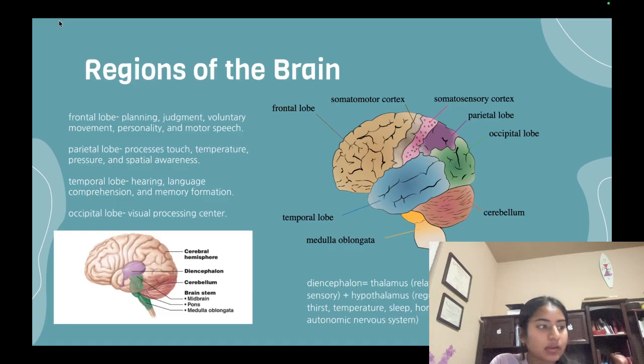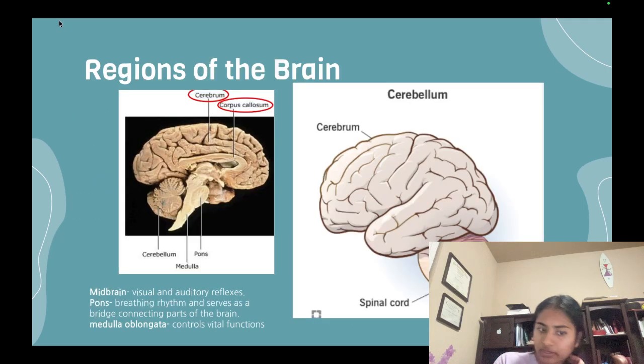We also have the brainstem. So I think I have a different picture over here. Yes, we have the midbrain, pons, and the medulla oblongata, which make up the brainstem. The midbrain controls reflexive movements of the eyes and head. The pons regulates breathing and acts as a communication bridge, and the medulla oblongata is crucial for heart rate, blood pressure, and breathing.